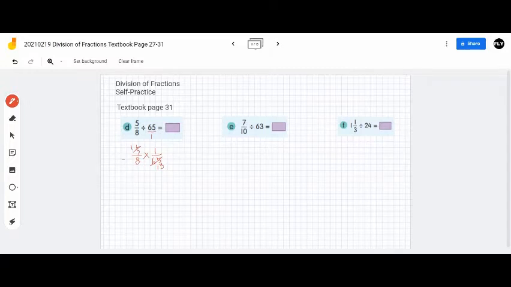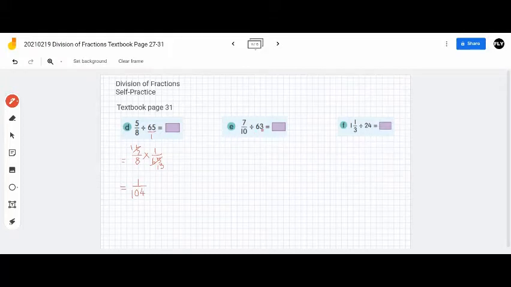So in the end, can it be further simplified? No. So numerator times numerator, denominator times denominator. 1 times 1 is 1. 8 times 13 is 8 times 3, 24. 8 times 1, 8 plus 2, 10. So your final answer is 1 over 104.